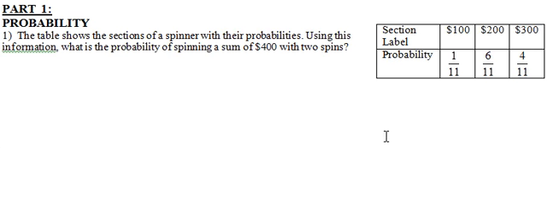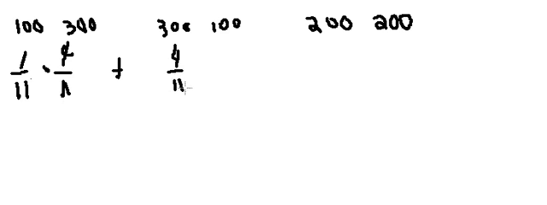The probability of a 100, 300, well, the probability of a 100 was 1 out of 11. 300 is 4 out of 11. So it's going to be 1 out of 11 times 4 out of 11. Well, over here, this is similar. It's going to be 4 out of 11 times 1 out of 11. Okay? Same principle for those.